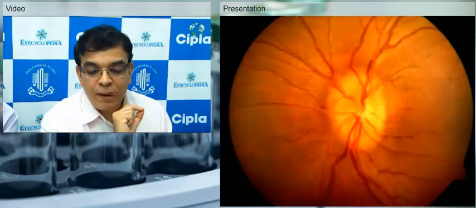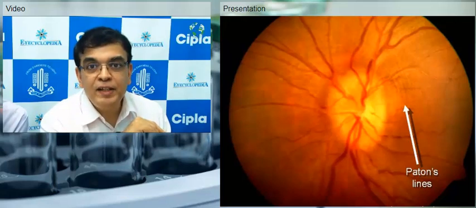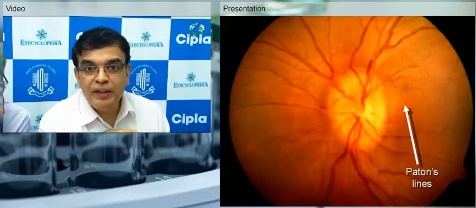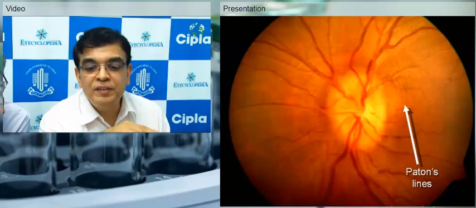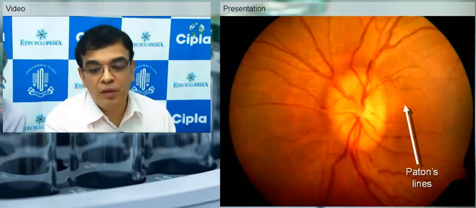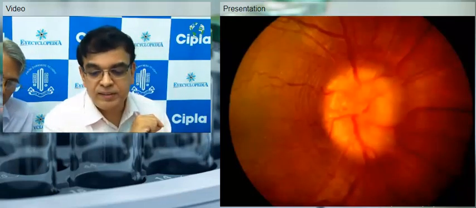Okay. Here, the disc looks swollen, but there is one finding I'd like to highlight, which will clearly point to only one diagnosis, which is papilledema or true disc swelling, and that is seen here. You can see these radial folds of the choroid in the peripapillary area corresponding to the curve of the disc. This is fluid extending from the disc into the peripapillary area, throwing it into folds, and these folds are called Paton's lines. So if you see Paton's lines, definitely this is true disc edema.